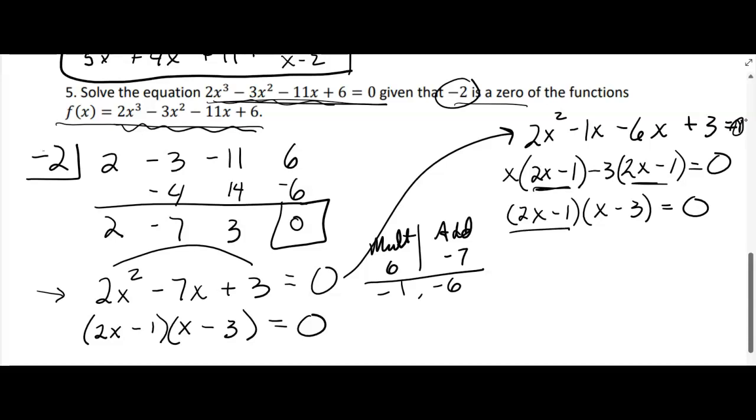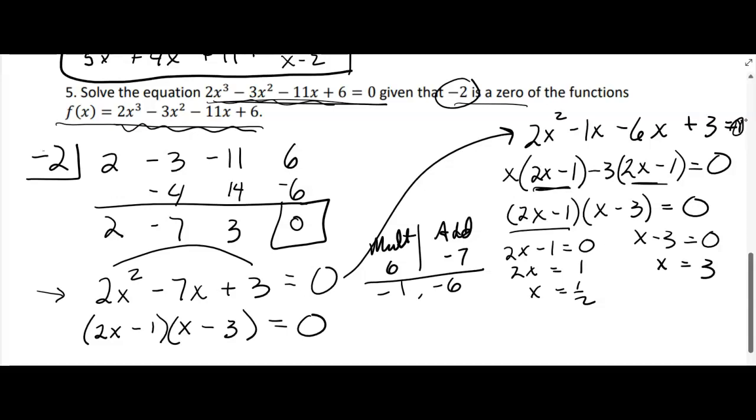Okay, so when does this equal 0? Well, you can just write it out. 2x minus 1 equals 0, which means 2x equals 1 and x equals 1/2. And the other one, you can do the same thing. You're going to get x equals 3.